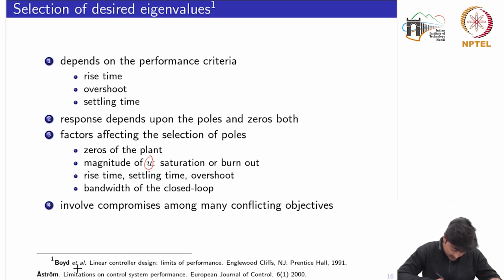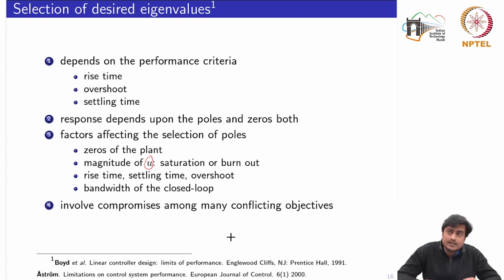The first one is by Stephen Boyd on linear controller design, limits of performance. This is a book, and many chapters of this book discuss what performance is, and what the limits on the performance of the closed loop system are that you can achieve. The second is a paper by Karl Åström on limitations on control system performance, published in the European Journal of Control in 2000. This paper is also quite good, and gives an overall overview of the performance of the control system.